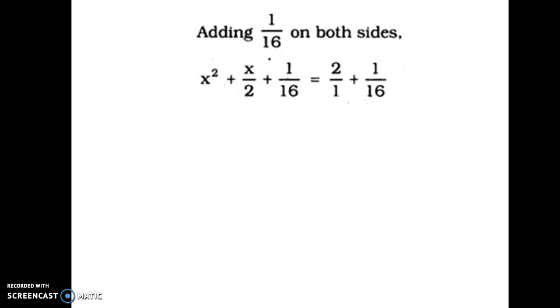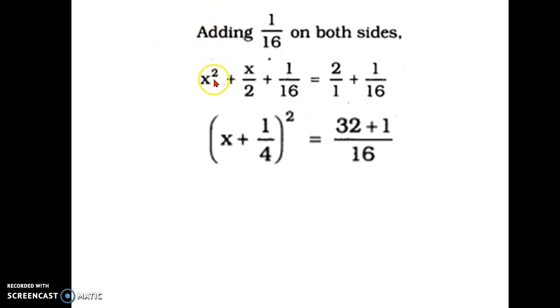Our a square is x square, so x is the a value. Then this is the b square, 1 by 16, and if you take the root you will get 1 by 4. That is the b value. So x plus 1 by 4 the whole square. This value is plus 2ab. So this only we are reducing to x plus 1 by 4 the whole square.